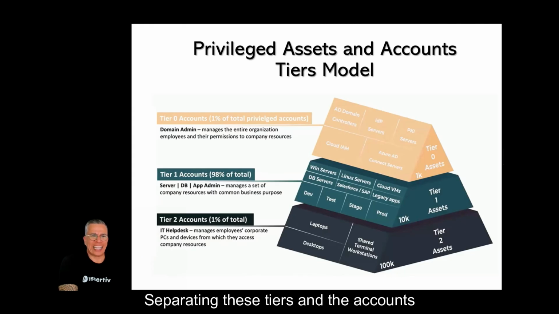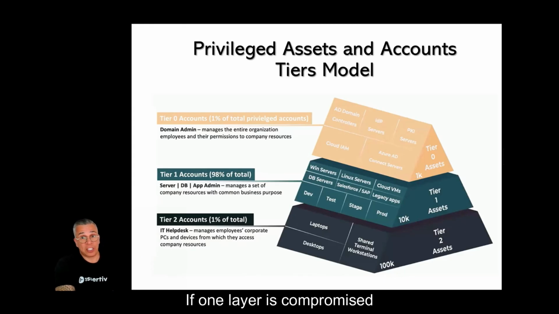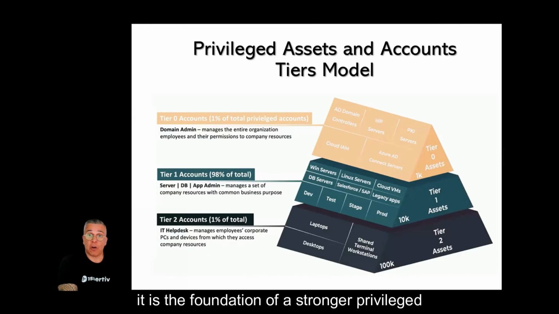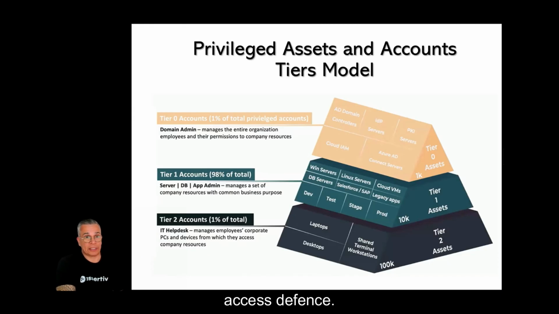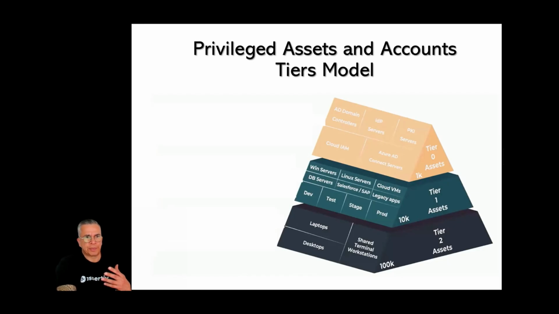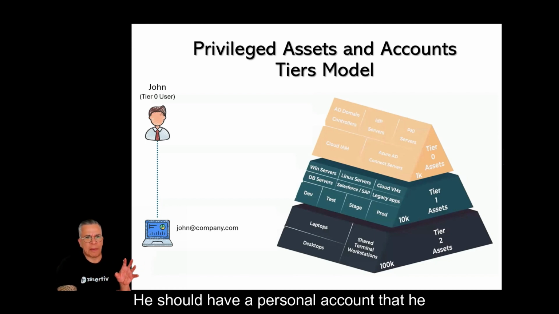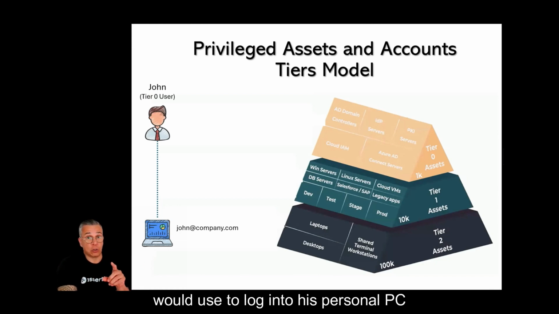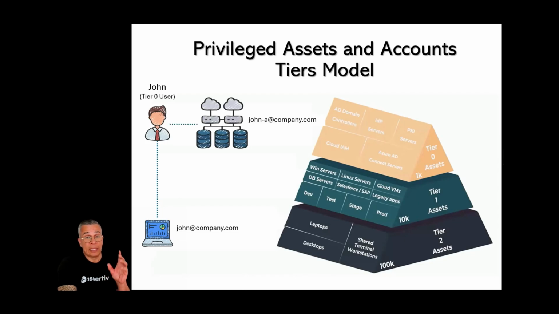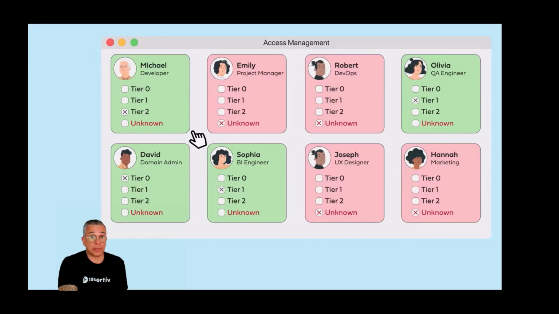Separating these tiers and the accounts within them limits how far an attacker can move if one layer is compromised. It's the foundation of a stronger privileged access defense. The separation is done by creating different accounts for different tiers. So let's say John is a tier 0 user. He should have a personal account that he will use to log into his personal PC, and a stronger account, John-A, in order to access his tier 0 resources.